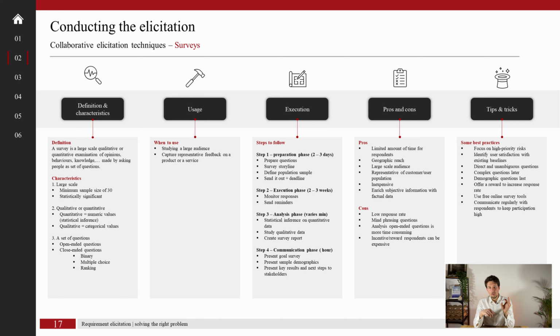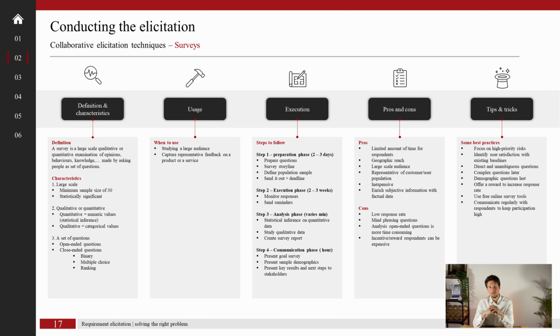Now, what are some of the advantages and disadvantages? Let's go with the advantages first. It requires a limited amount of time to fill in a survey for the stakeholder. It's very effective at reaching geographically dispersed users. Surveys are easily scalable for large audiences. You can have a good understanding of what your population wants or thinks of your product or solution. They are relatively inexpensive to administer, and surveys can enrich more subjective information coming from interviews such as opinions.